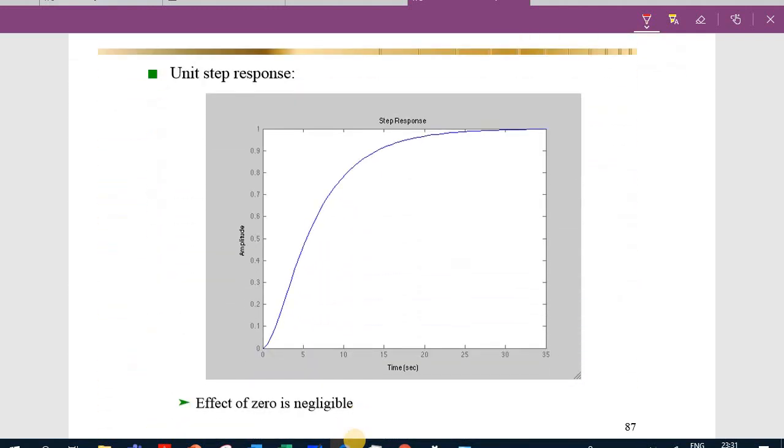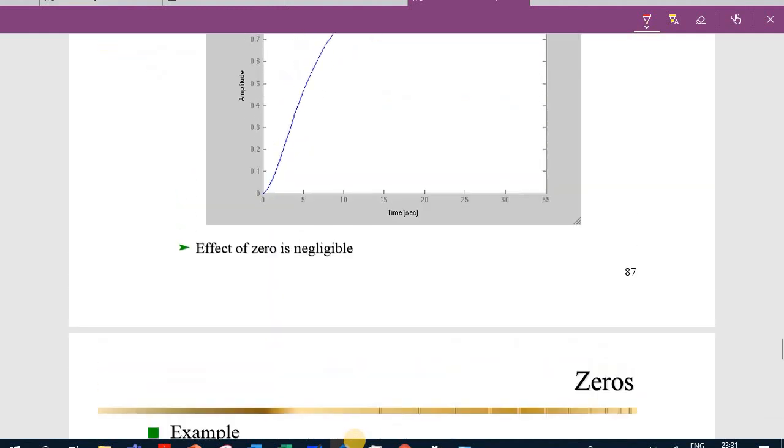What do we have? We have a normal response, a stable normal response. The zero has no effect at all. So we have a smooth response, a stable response, not oscillatory of course, because we have no complex roots. So it's a smooth response, as we can see, with no effect. The effect of the zero is what?